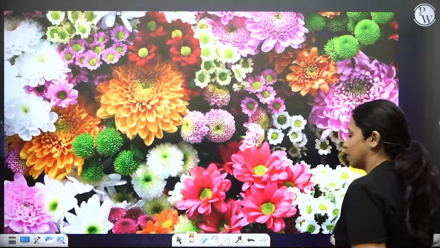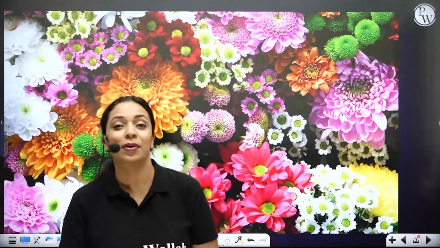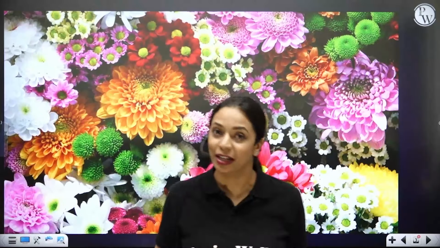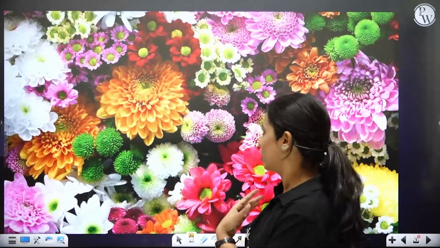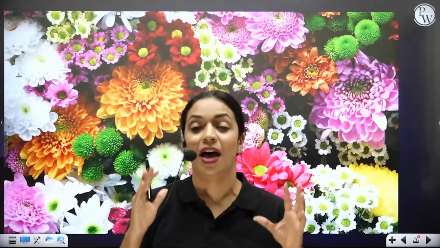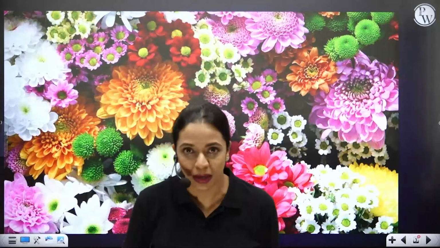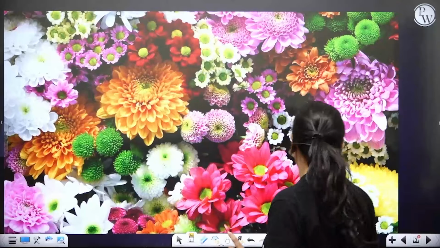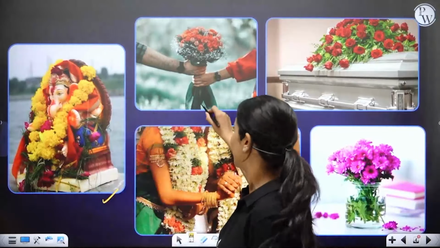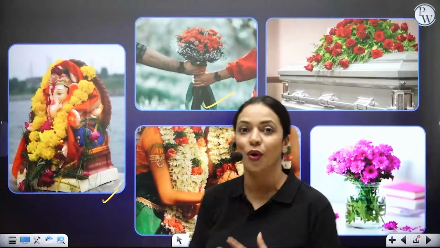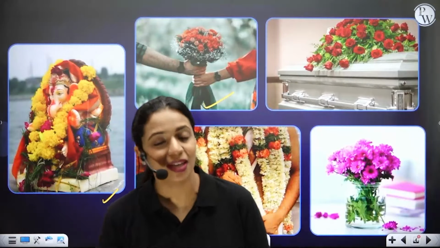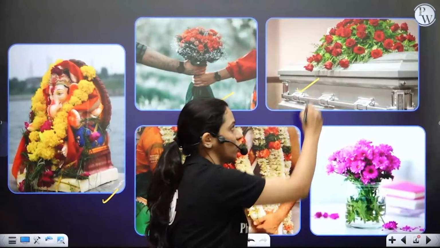Since the chapter is called Sexual Reproduction in Flowering Plants, let's begin today's discussion by talking about flowers. Flowers come in so many different varieties, right? They come in so many different colors, shapes and sizes. And we humans over the course of time have come up with so many different ways to make use of them. We make use of flowers to worship our gods. Flowers are used to express love. It's also used during weddings. And when someone very close to us passes away, we make use of flowers to mourn their loss.